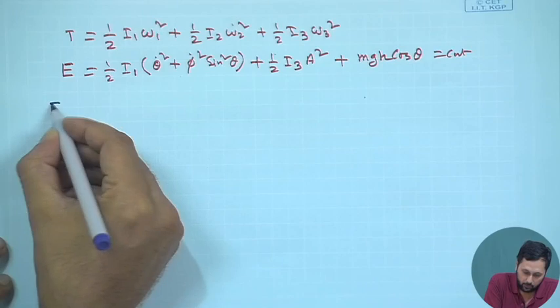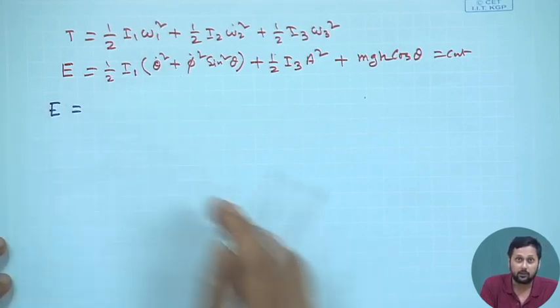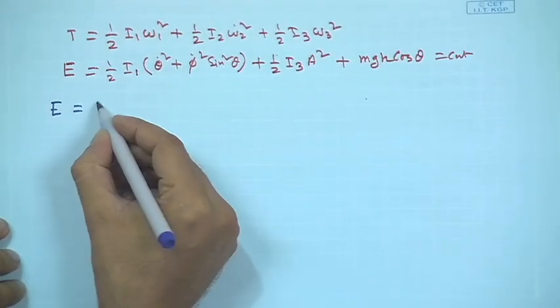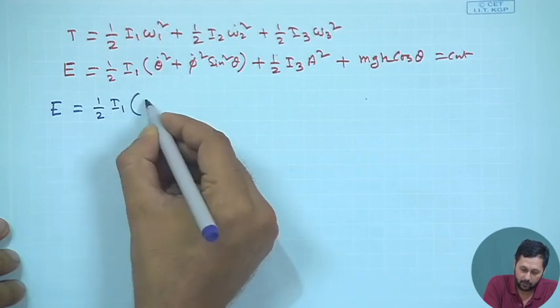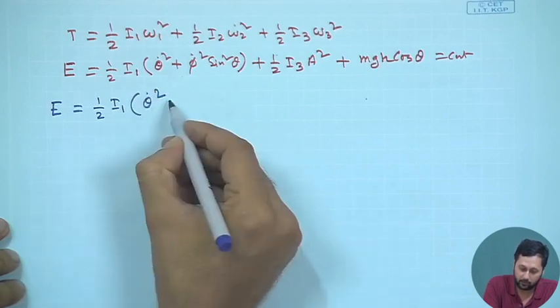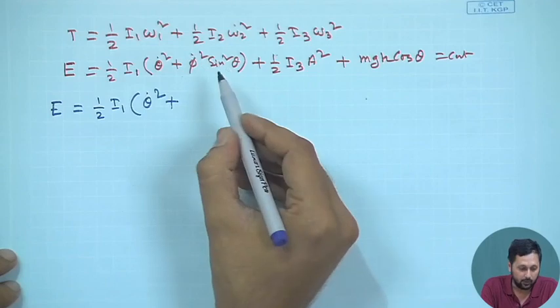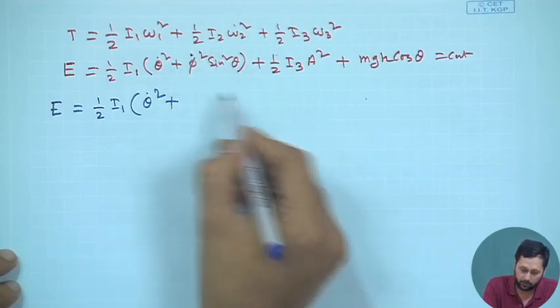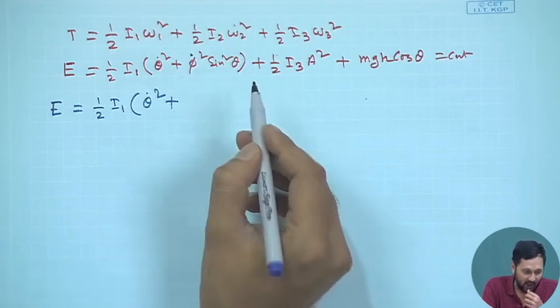What we are going to do is we are writing E. I am using a different color of ink because so far what we have done is simply written out the expressions. We have not done any mathematical manipulation. Now, it is time that we start our mathematical manipulation. The first one is writing E, which is half I1 times theta dot square, which stays theta dot square, plus, what we are going to do is write phi dot square sin square theta in terms of K and A.